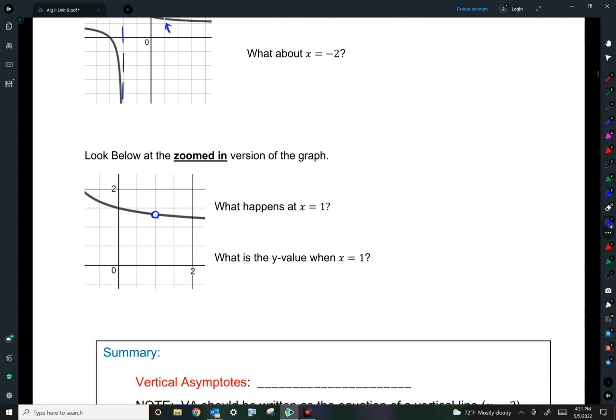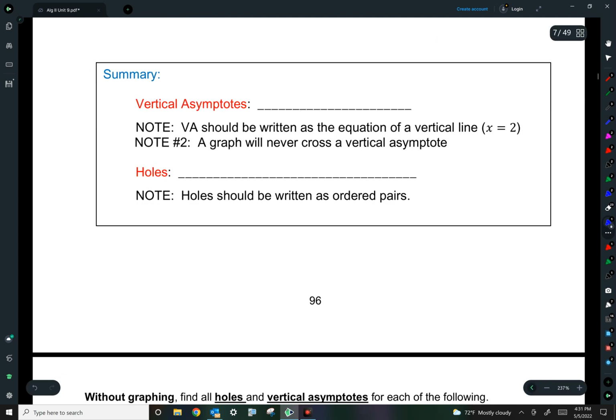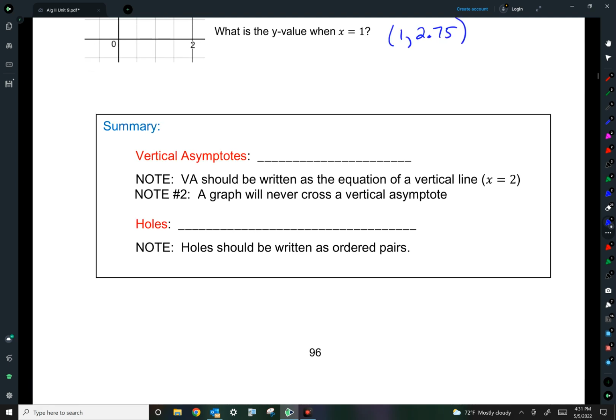So what happens at x equals 1? There is a hole. Well, what's the actual ordered pair for that hole, right? What's the y value? So it would be 1 comma, it looks like 2, let's guesstimate, 2 3/4-ish. So I'll say 2.75. So it looks like the hole is at 1 comma 2.75. Okay, so let's summarize. What did we say about vertical asymptotes? Vertical asymptotes are when the denominator equals 0.